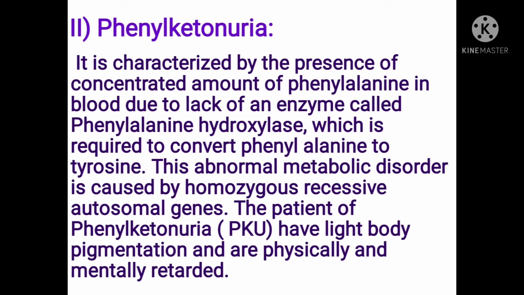Phenylketonuria. It is characterized by the presence of concentrated amount of phenylalanine in blood due to lack of an enzyme called phenylalanine hydroxylase, which is required to convert phenylalanine to tyrosine. This abnormal metabolic disorder is caused by homozygous recessive autosomal genes. The patients of phenylketonuria have light body pigmentation and are physically and mentally retarded.